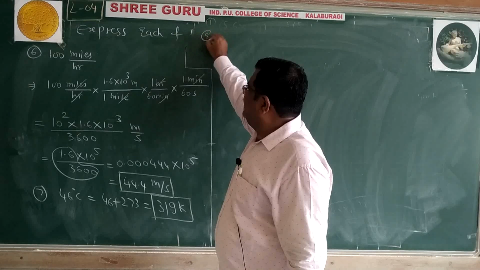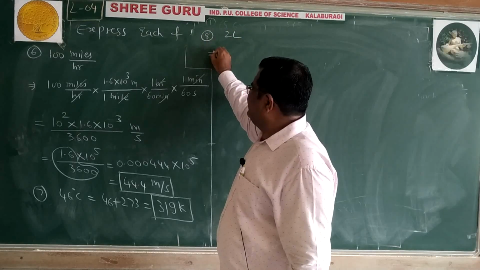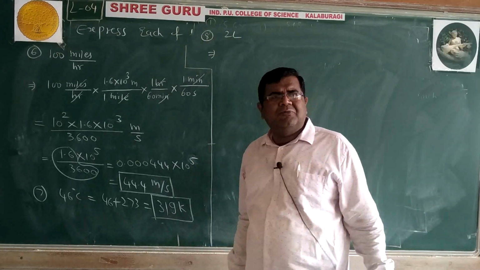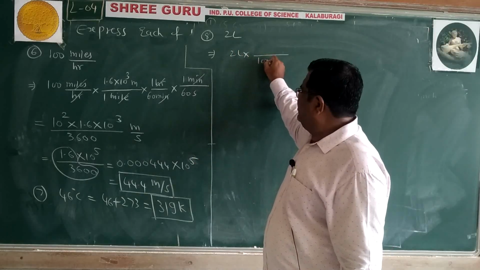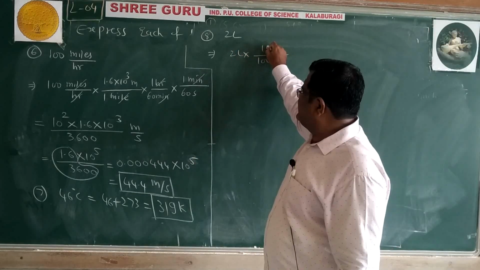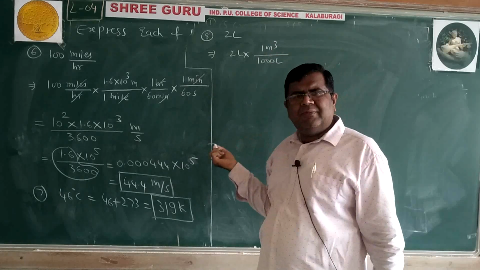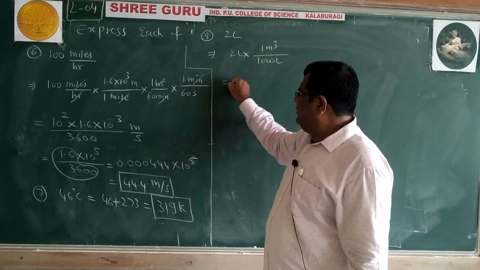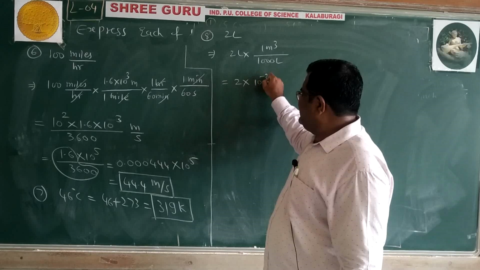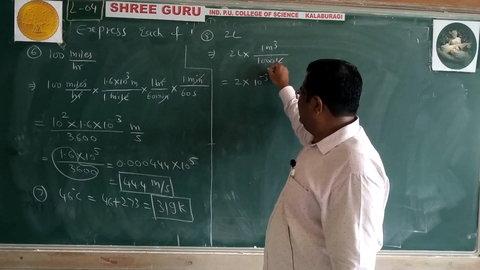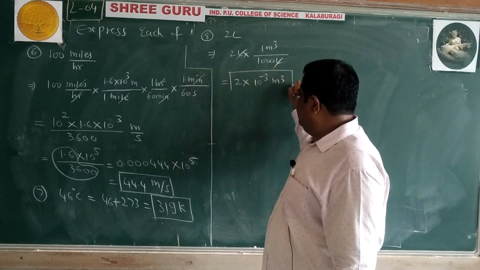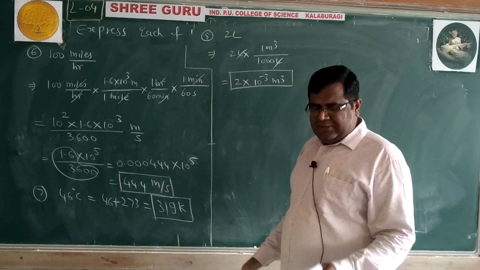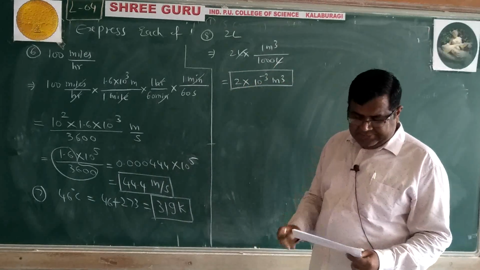So next is the 8th one. It's 2 liter. In cubic meter we have to convert. Very simple. 2 liter into 1000 liter is equal to 1 cubic meter. 2 multiplied by 10 raised to minus 3 cubic meter. Liter cancels. This is 10 raised to plus 3, and this is minus. Right.